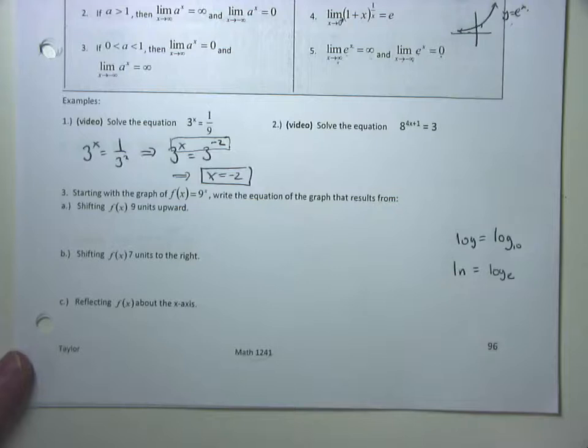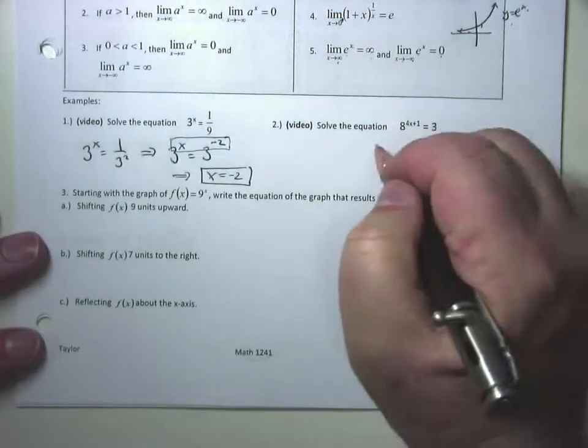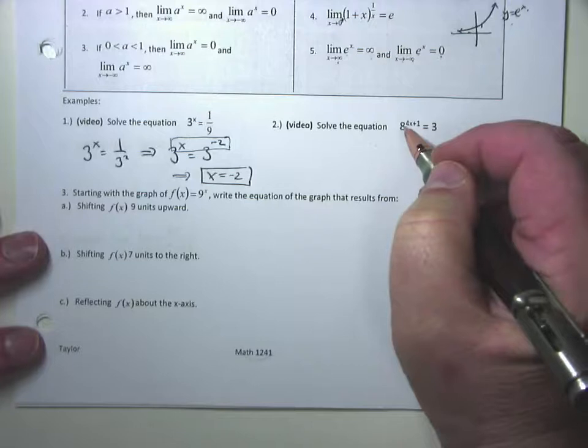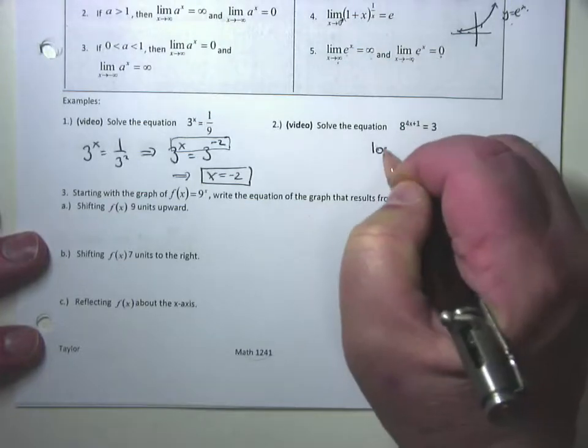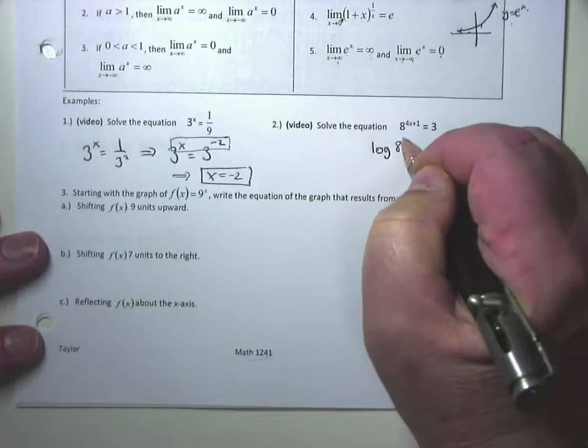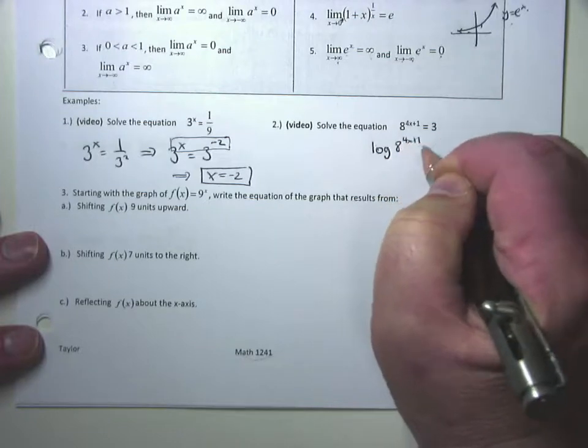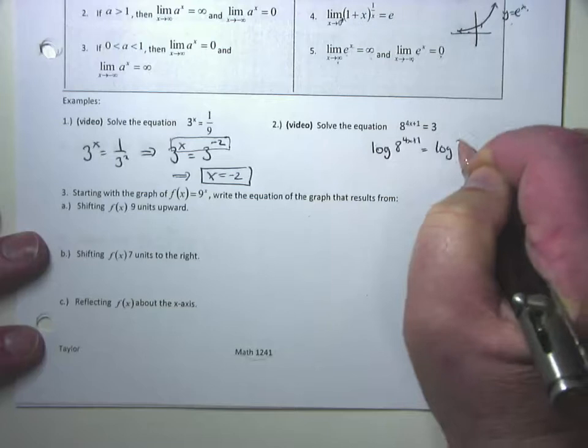Okay? So on this particular problem right here, if I was going to do this one and calculate it by hand, I would take the log of both sides. And since I don't see an e in this problem, I'm going to use the common log. Well, honestly, it won't matter. You can use either log you want to. So I take the log of one side. Log of 8 raised to the 4x plus 1 is equal to log of 3.